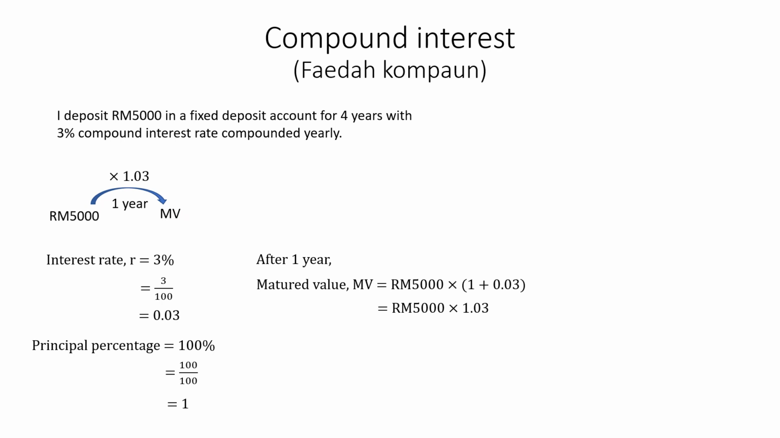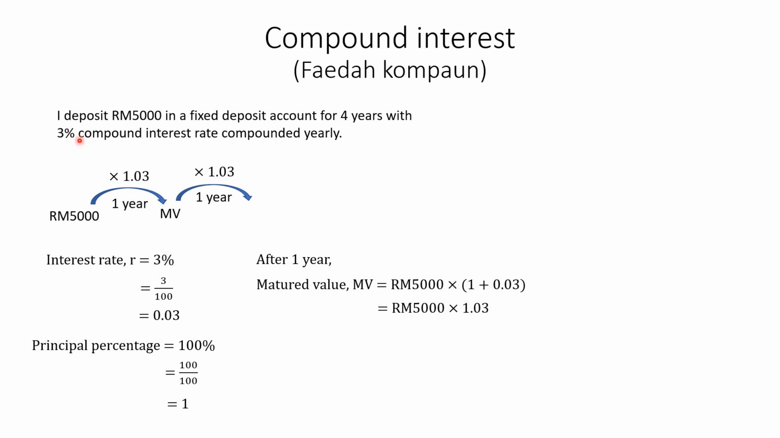So after another year, based on this value, I need to multiply by another 1.03. This matured value is added with interest, and now from the matured value, I can get another 3%. That means I get more interest, because this value is higher than the principal amount. Of course, this is added with the 3% interest, and now added with another 3% for the second year.